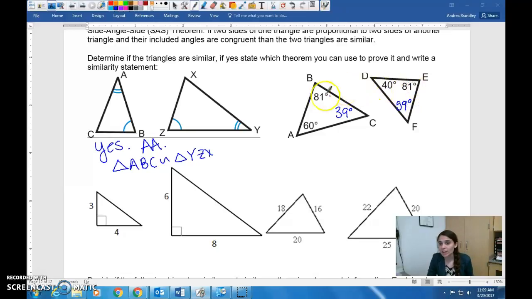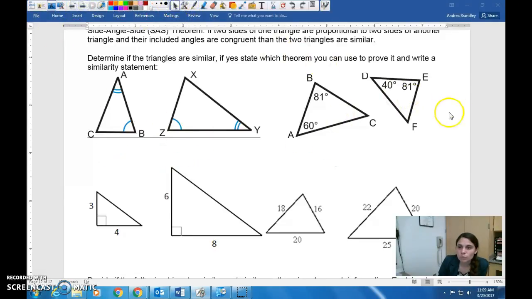So I have one angle that's the same, my other two angles are different. So no, I cannot say this triangle is similar because it doesn't have two angles that are at least the same. But I did need to at least try and find that third angle to make sure before I just said, no, they're not similar.